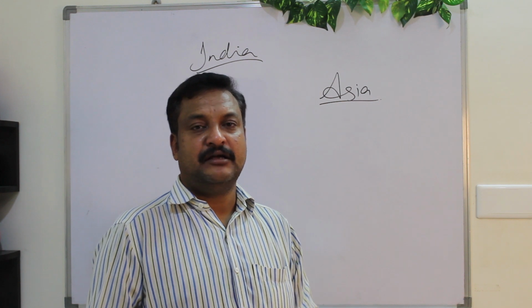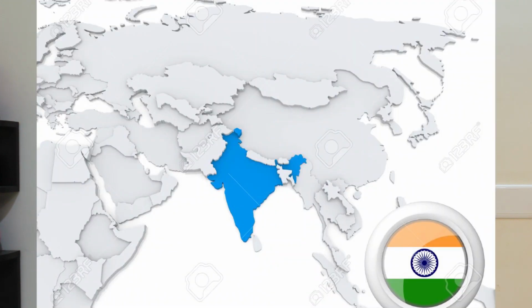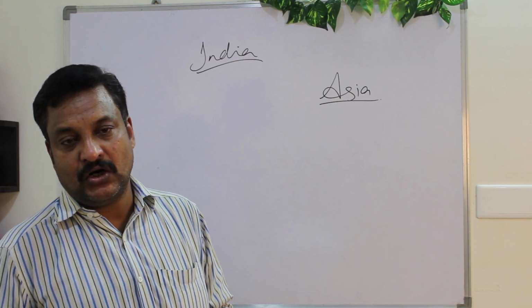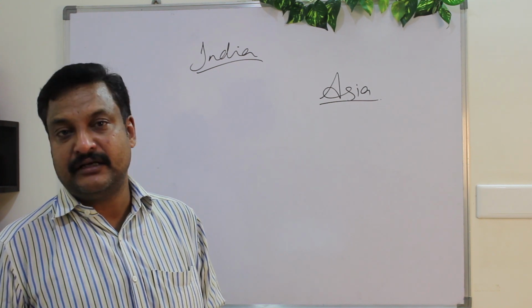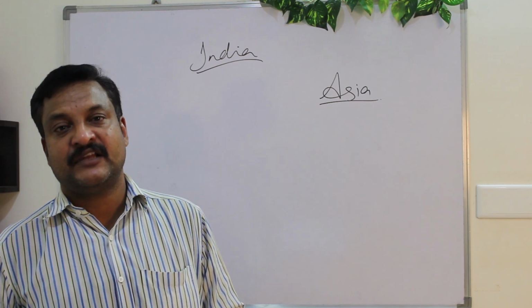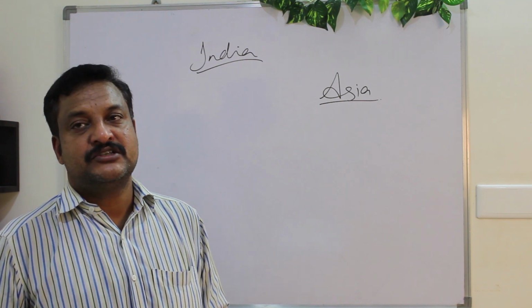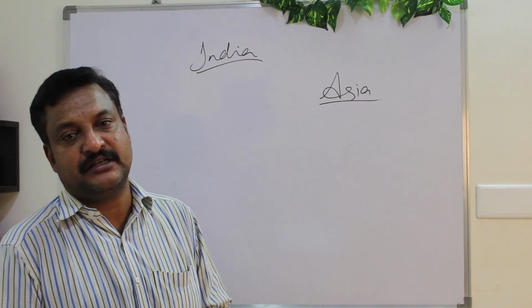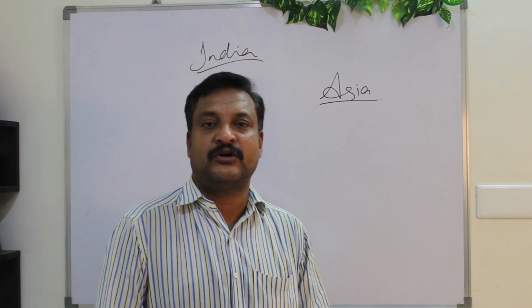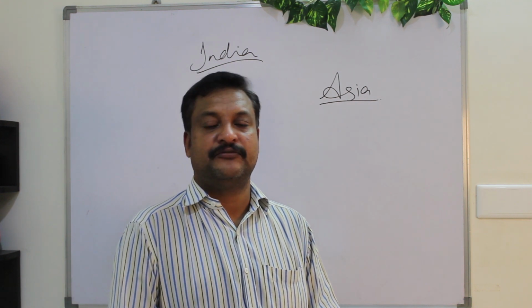Now in Asia we can see India is located in the southern part. So India is called a Southern Asian country, or a South Asian country, because India is located at the southern part of Asia.